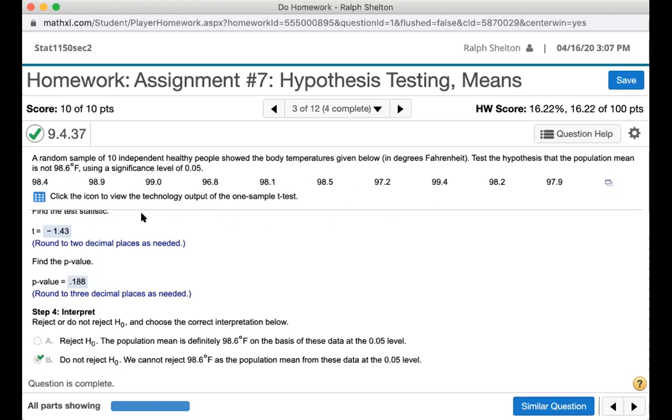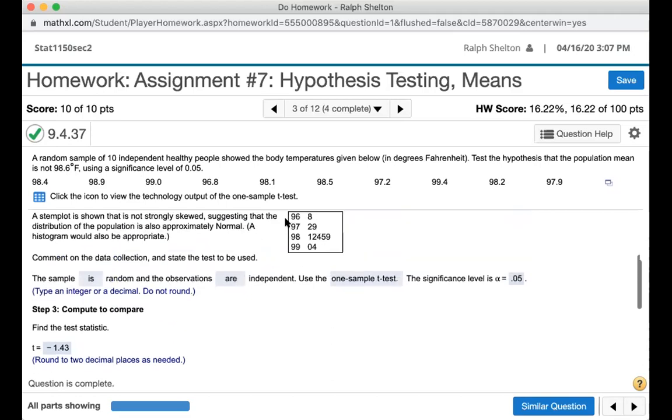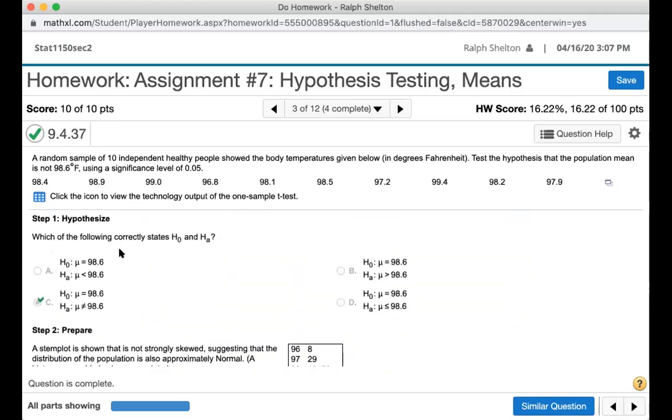It's not showing me part A in this problem. Let's see. There we go. Which of the following correctly states the null hypothesis H sub O and the alternative hypothesis H sub A? C does, because the null is that it is 98.6. The alternative is it is not 98.6, which means it's not equal to 98.6.